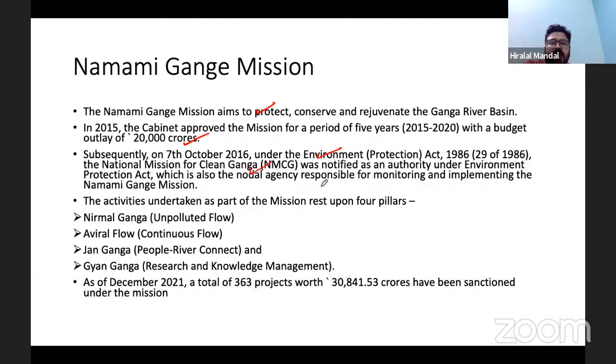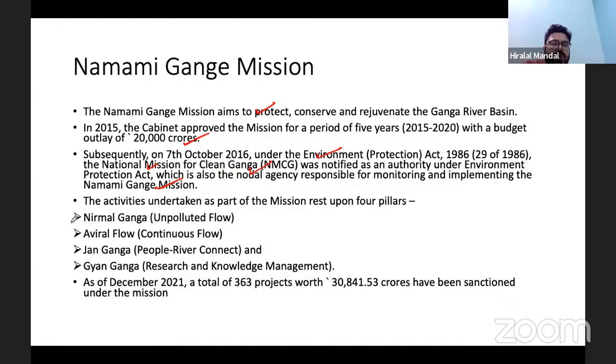National Mission on Clean Ganga was notified, and then today the Environment Protection Act. Today, the National Mission for Clean Ganga is the nodal agency responsible for monitoring the Namami Gange mission. So what are the various activities? There are mainly 4 pillars of the Namami Gange mission.